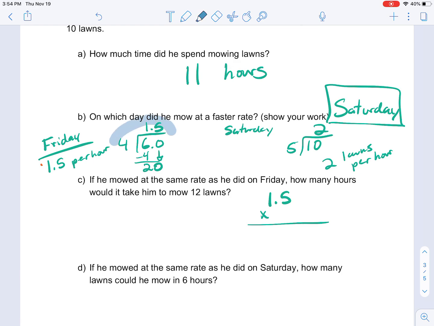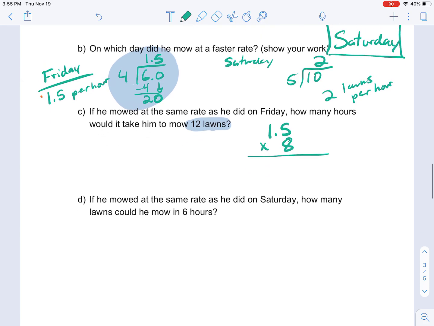Well, I look at the unit rate, the problem we did to get the unit rate. It was 6 lawns in 4 hours. So if it took him 4 hours to get 6 lawns, how many hours is it going to take him to get 12 lawns? If you're thinking 8, let's see if that works. 1.5 times 8, 5 times 8 is 40. 8 times 1 is 8, plus 4 is 12. There is 1 space after the decimal, so we add that to our answer, and our answer is 8 hours.